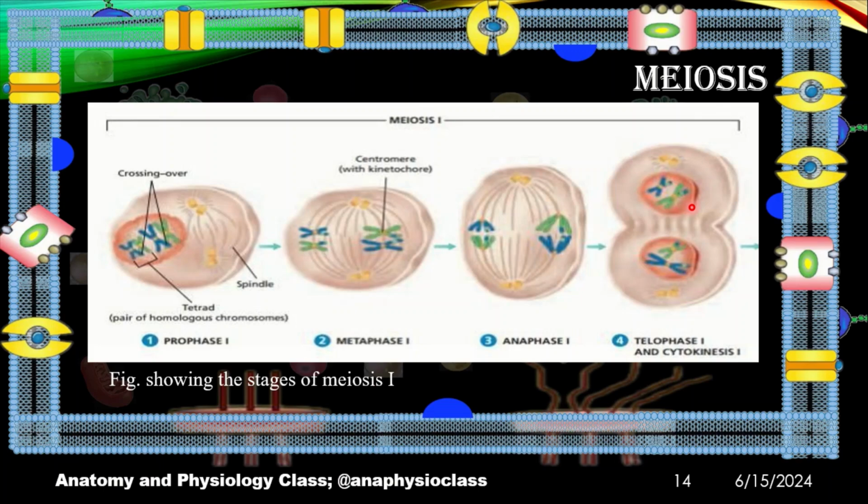So one of the differences between meiosis and mitosis is the independent assortment, whereby the chromosomes share their genetic material, which occurs in metaphase 1.